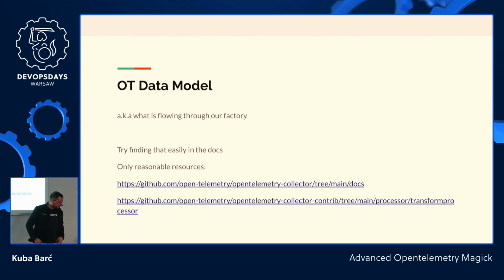Documentation and the OpenTelemetry data model. If you want to understand how it all works internally, don't go to the documentation, go straight to GitHub. There are two major repositories: OpenTelemetry Collector and OpenTelemetry Collector Contrib. As the name suggests, all the cool stuff lives in OpenTelemetry Collector Contrib.